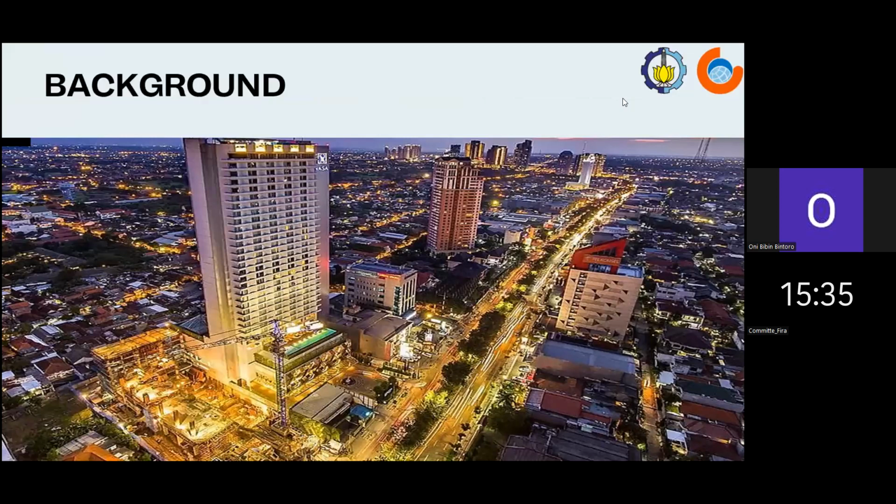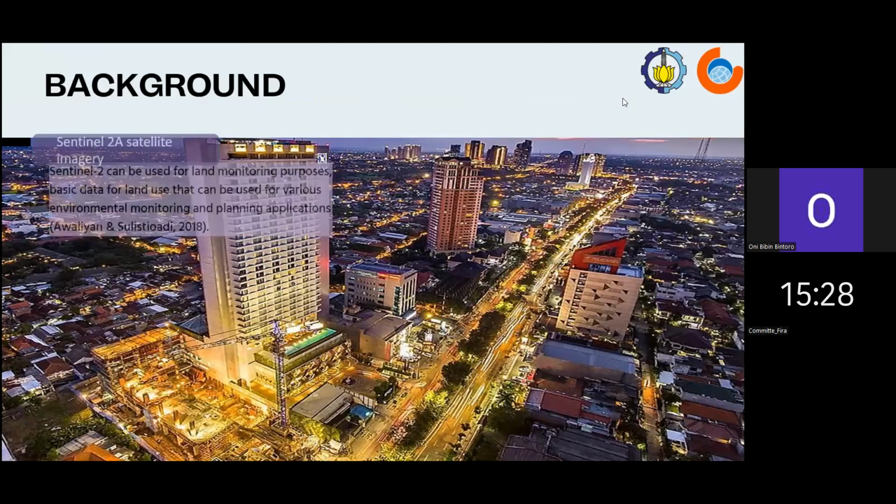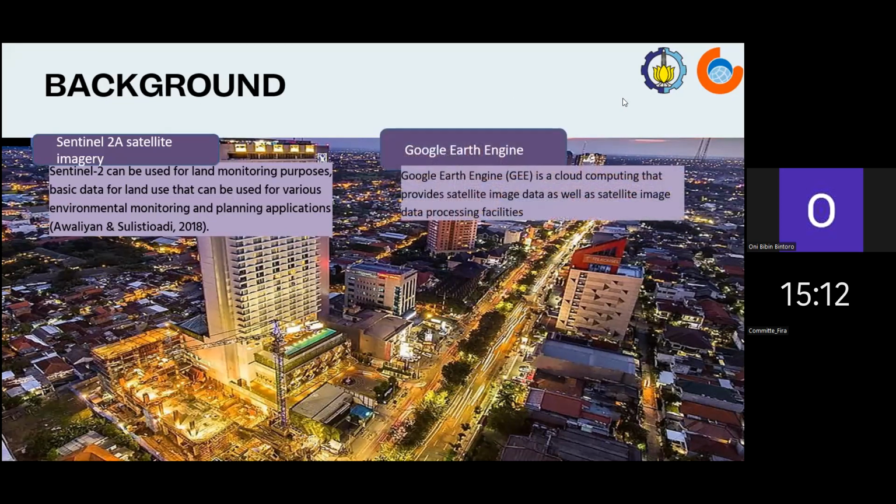In the background, this is the Surabaya Central Business District, the most expansive one. We use the Sentinel-2A satellite imagery. Sentinel-2 can be used for land monitoring purposes, basic data for land use that can be used for various environmental monitoring and planning applications. We also employ Google Earth Engine. It's a cloud computing platform that provides satellite image data as well as satellite image data processing facilities.